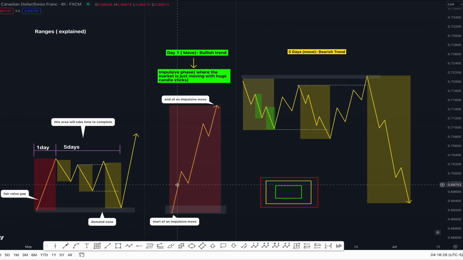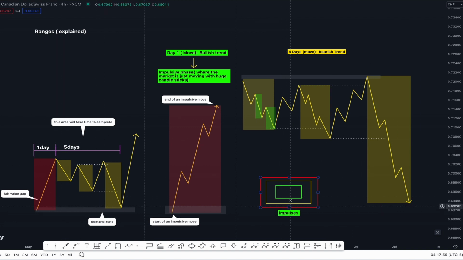The most complicated part is on the correction phase. On the correction phase, the market will move opposite direction of the impulse. We can see that the impulse is bullish, so that means the correction should be bearish. As we can see, this is just a bearish trend, and we can see that the market is just trading lower and lower. So after this impulse has completed, we will see a correction phase like this. This day 5 here is this one here.